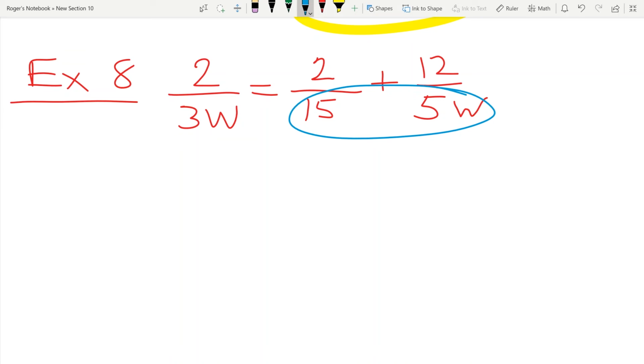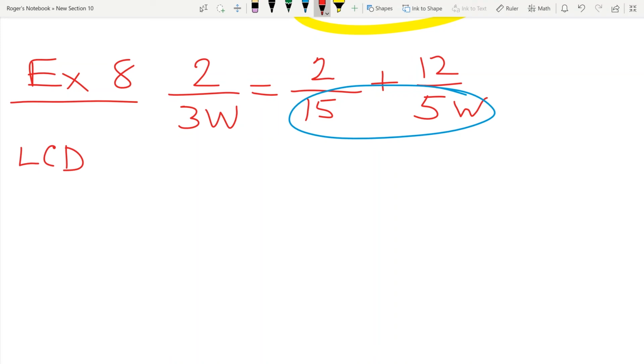We could cross multiply and do exactly what we did in the last example. That is one method, and it will work, no problem. However, there is another method, and that is to multiply everything by the LCD. What is the LCD? Let's take a look. The least common denominator. Well, 3 goes into 15, 5 goes into 15, right?